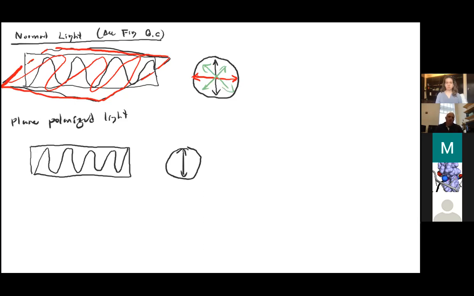And so what's interesting is that chiral molecules will rotate plane polarized light when you pass it through a sample. And enantiomers will rotate plane polarized light in opposite and equal directions. So let me show this graphically.